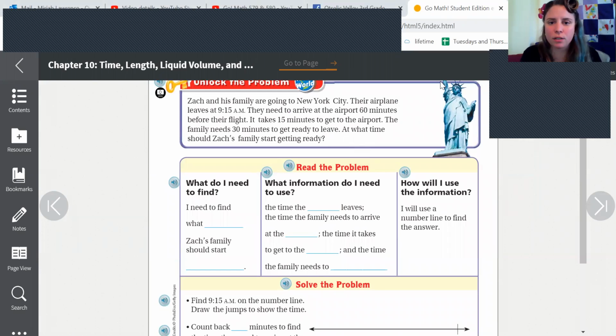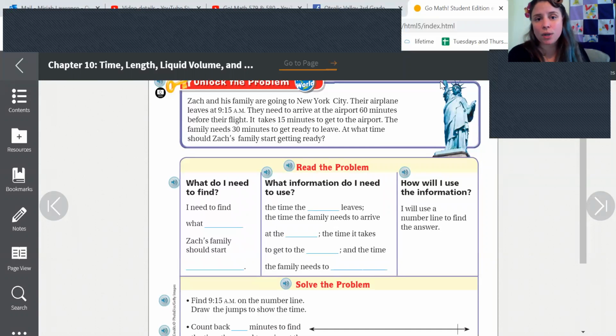Zach and his family are going to New York City. Their airplane leaves at 9:15 a.m. They need to arrive at the airport 60 minutes before their flight. It takes 15 minutes to get to the airport. The family needs 30 minutes to get ready to leave. At what time should Zach's family start getting ready? There is a lot of information in there, isn't there?